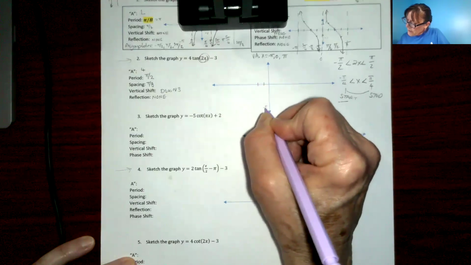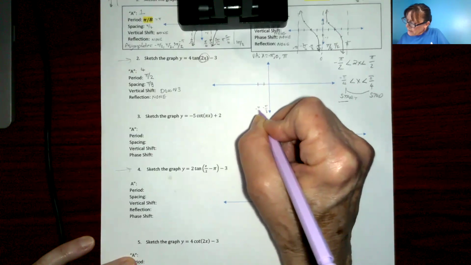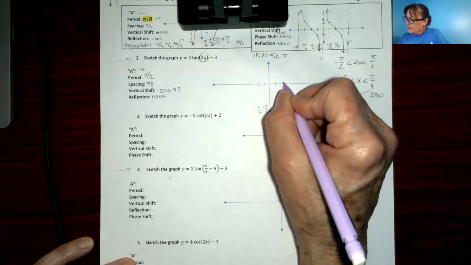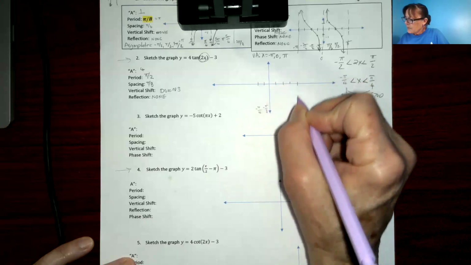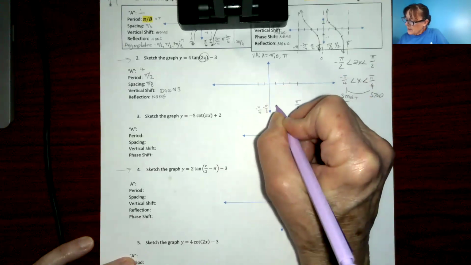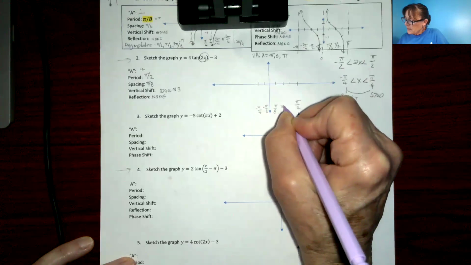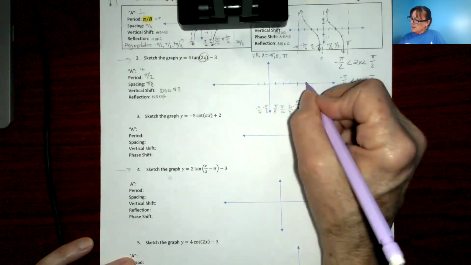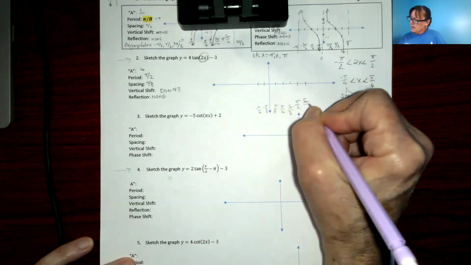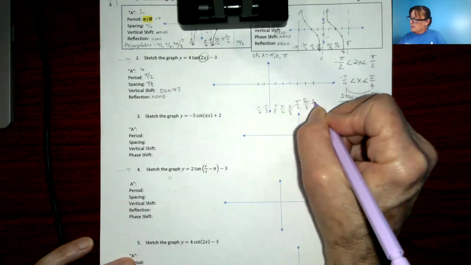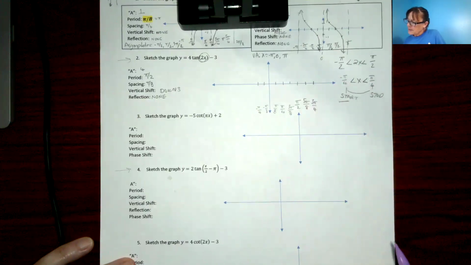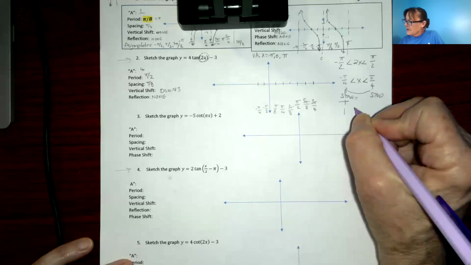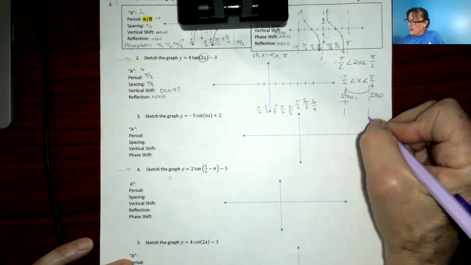Negative pi over 8, negative 2 pi over 8. Let's see. Pi over 8, 2 pi over 8, 3 pi over 8, 4 pi over 8, pi over 2. Pi over 8, 2 pi over 8, 3 pi over 8, 4 pi over 8, 5 pi over 8, 6 pi over 8. Okay, I'm going to stop there. So this tells me to start here. What is the pattern? Asymptote. What's going to happen in here? Low, middle, high, asymptote.